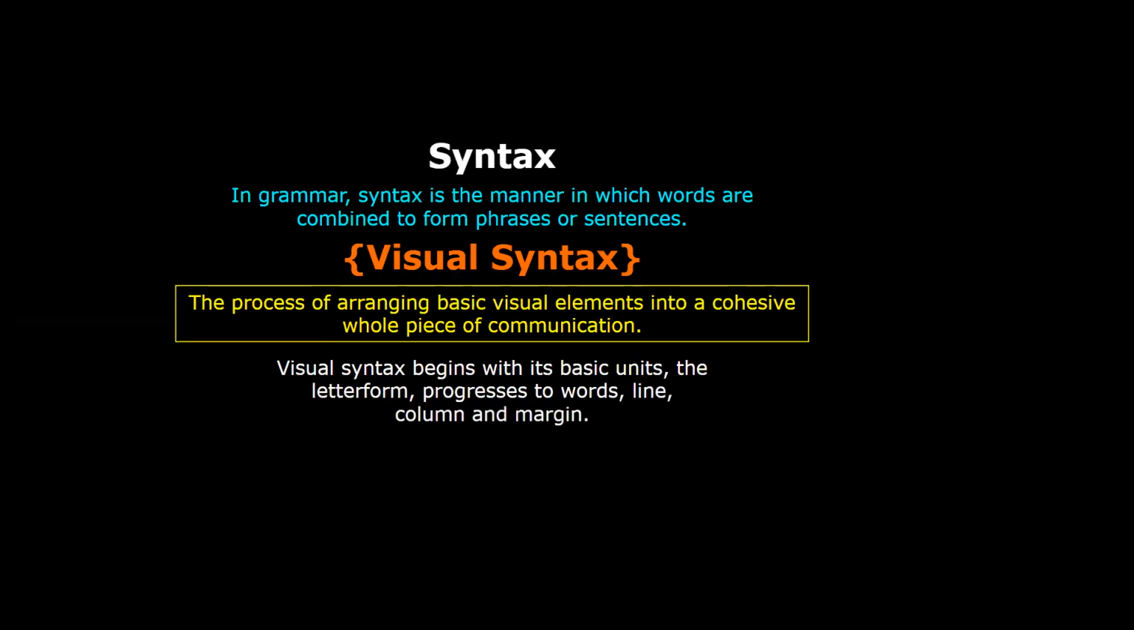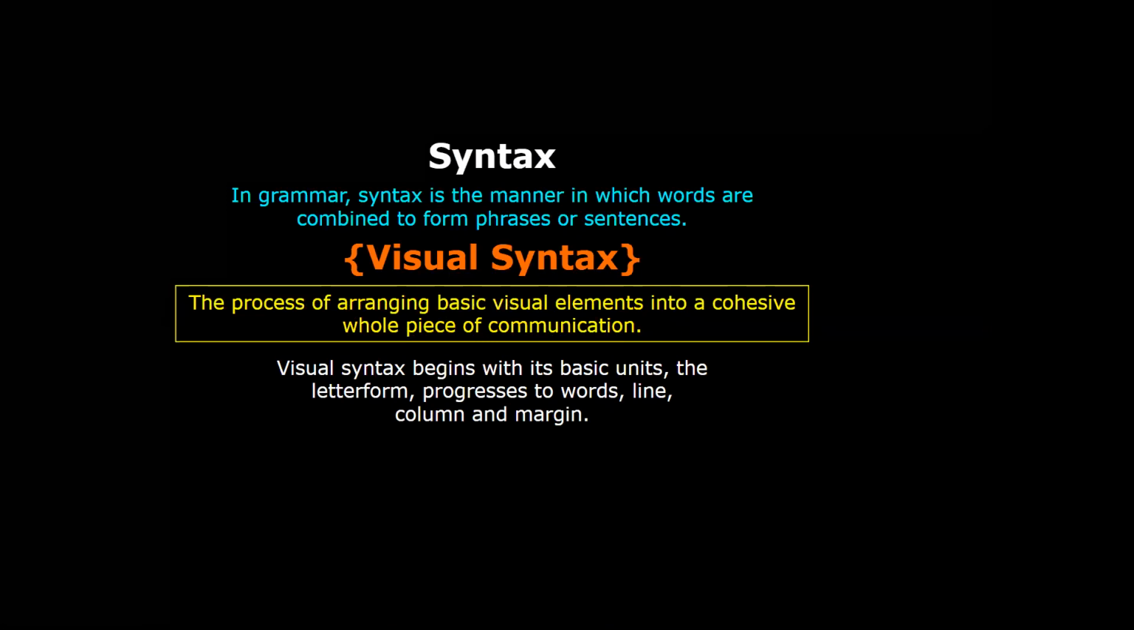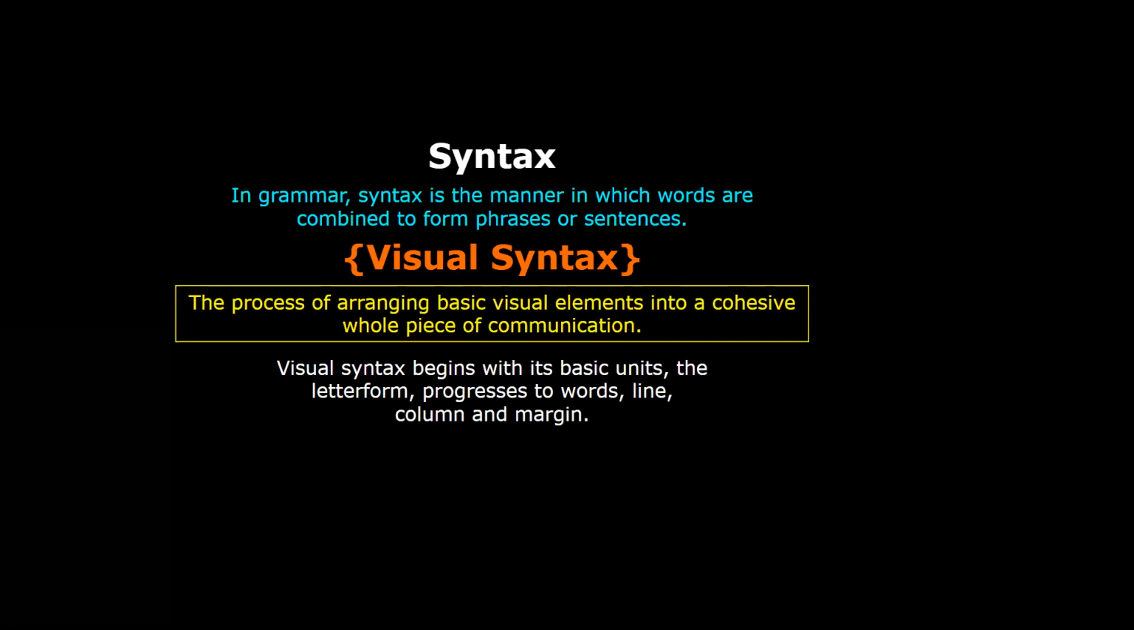Visual syntax begins with its basic unit, the letter form, and progresses towards line, column, and margin. In English, the grammar, we call it syntax. Here, in visual communication design, we also have this kind of visual grammar, but we call it visual syntax, which could be a language or even a process for us to manipulate all the visual elements so that the audience can understand our visuals and get the meaning in between. And that's why we need to understand visual syntax and manipulate it well.